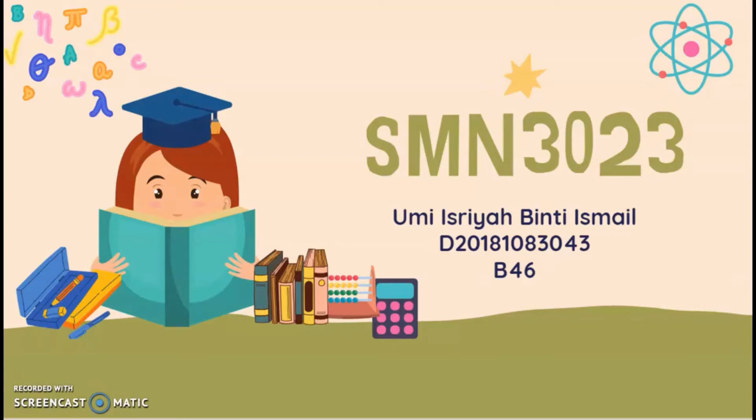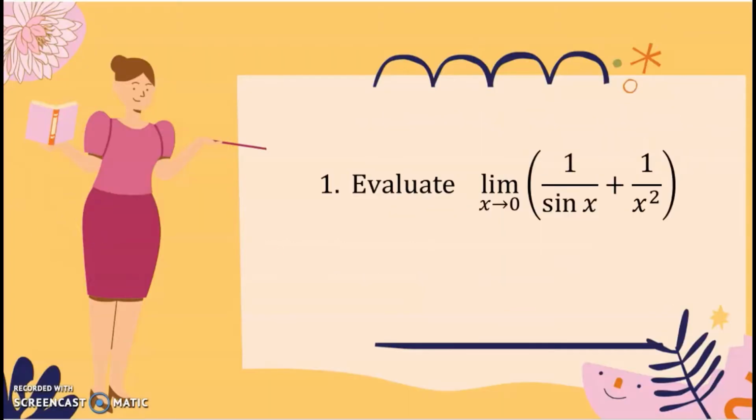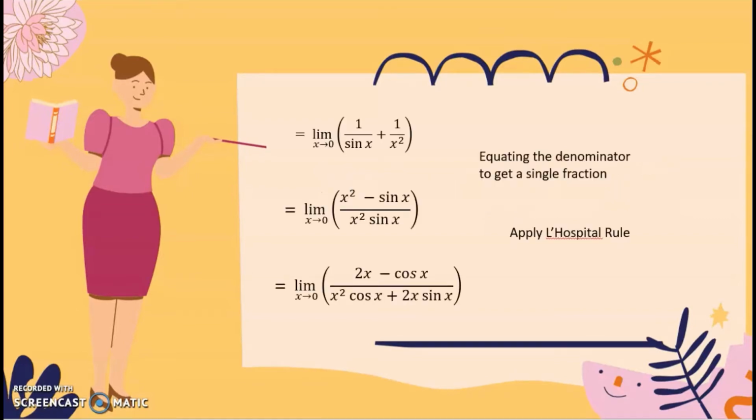So, my question that I'm going to explain is: evaluate the limit of x approaching 0 of 1 over sin x plus 1 over x squared. First of all, what we need to do is, we have to equate the denominator to get a single fraction.